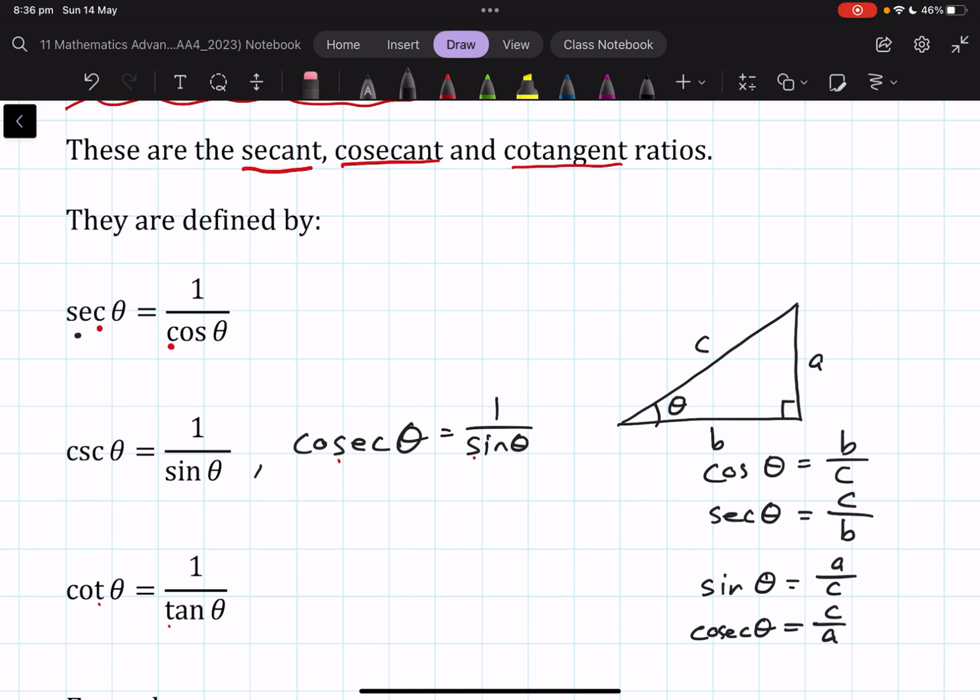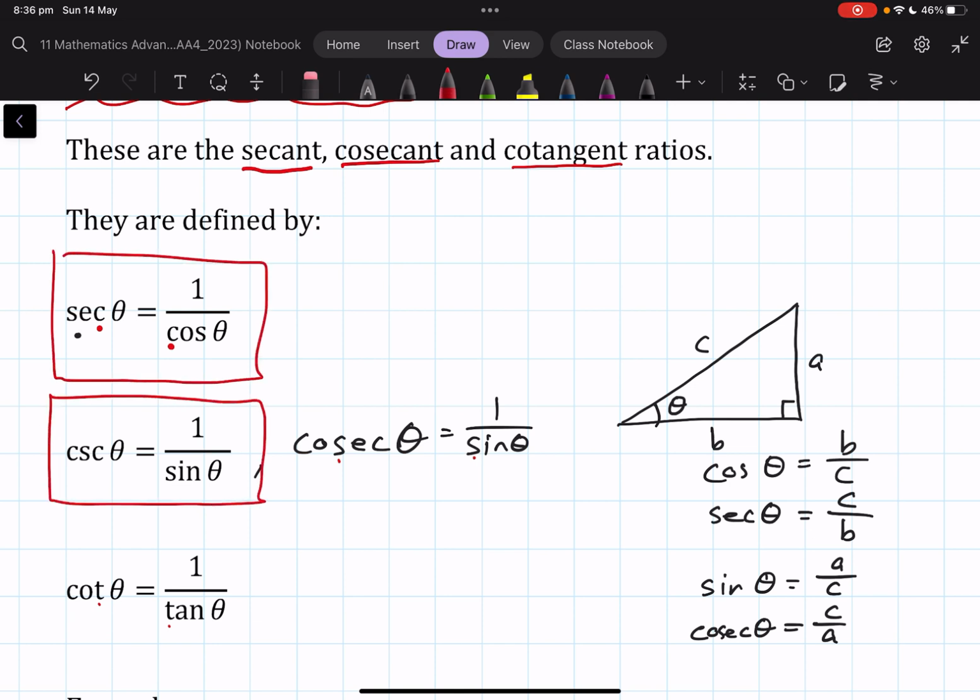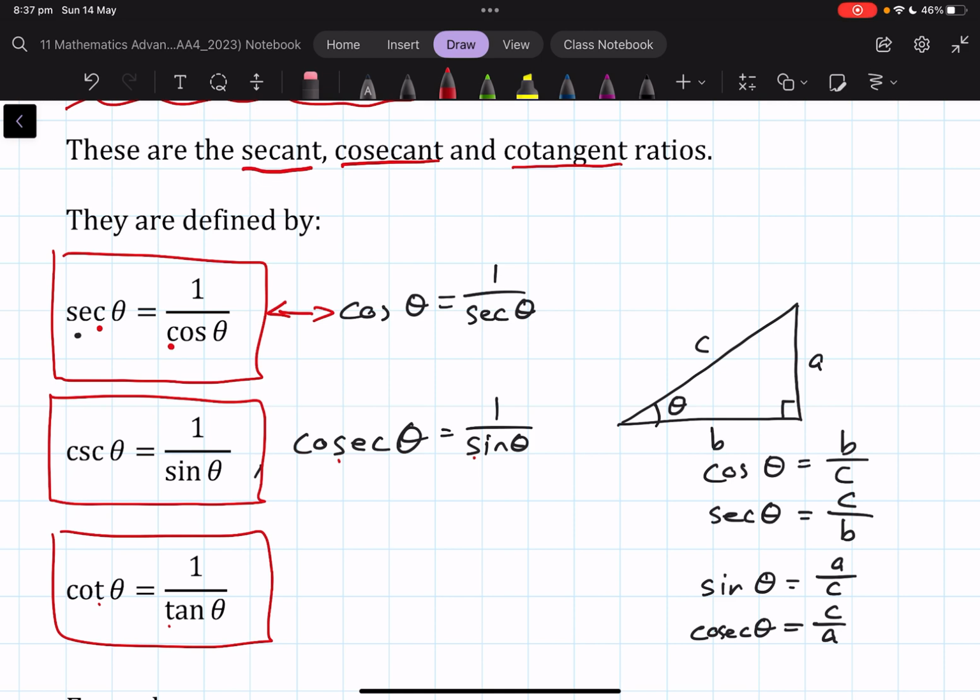So make a note to yourself: sec, cosec or CSC, and cot are the reciprocals of cos theta, sine theta, and tan theta. Similarly, we could also write these as cos theta is equal to 1 over sec theta, and so on. Make sure they're the same thing back and forth. We can switch places. So make sure you're clear on that for all 3: sine theta is 1 over cosec theta and tan theta is 1 over cot theta.